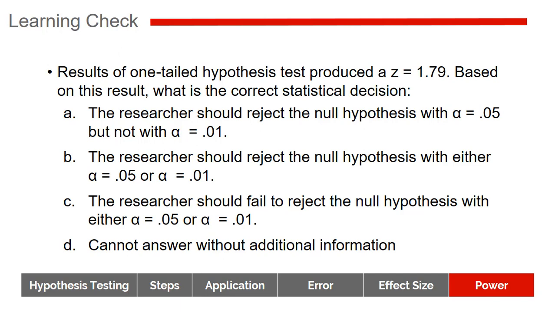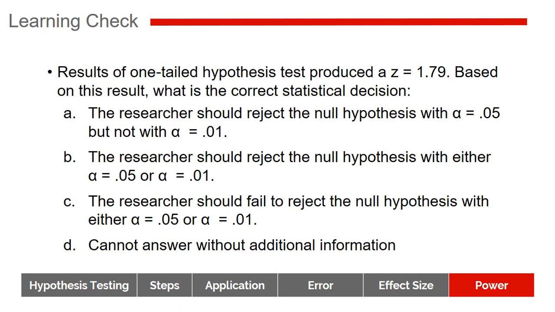5% in the tail is equal to a z-score of 1.65. It's technically 1.645. We're calling it 1.65. So what is the percent in the tail, 1% in the tail, in the z table for 0.01? Well, 1% in the tail is 2.33. So at 0.05, we have a z of 1.65, and at 0.01, we have a z of 2.33.